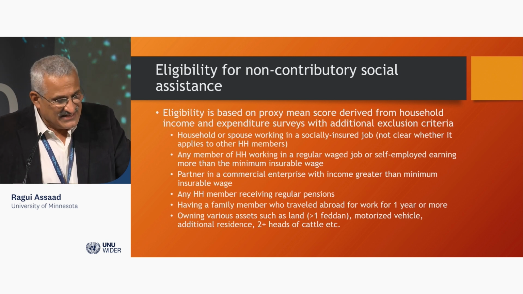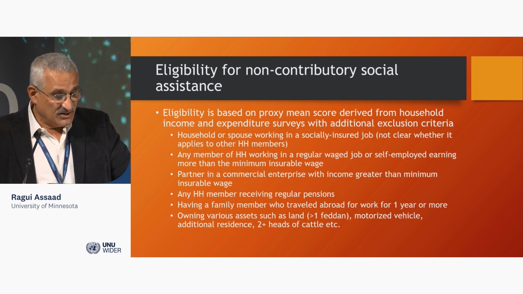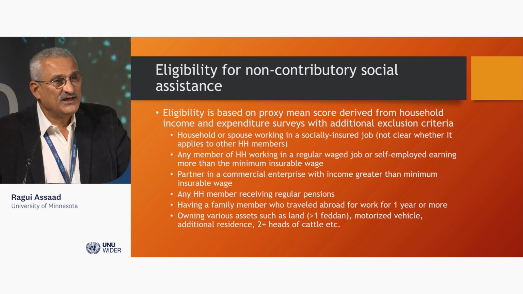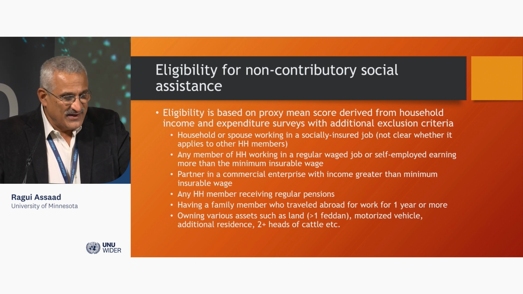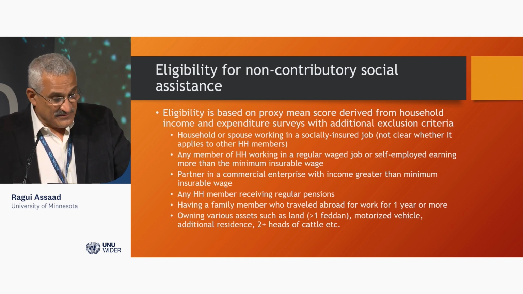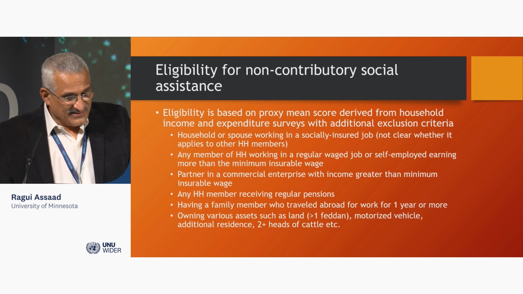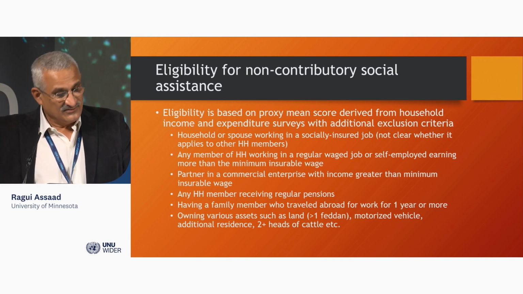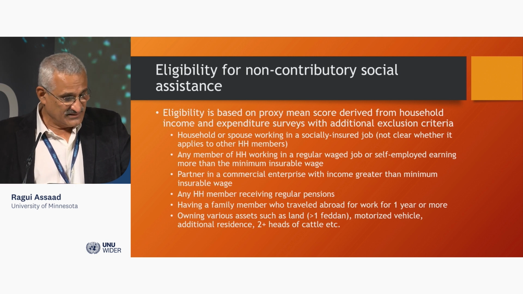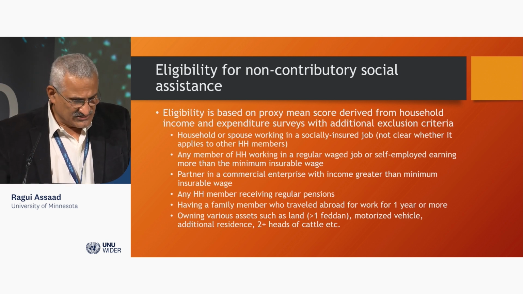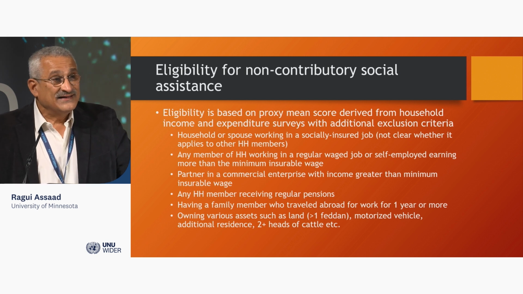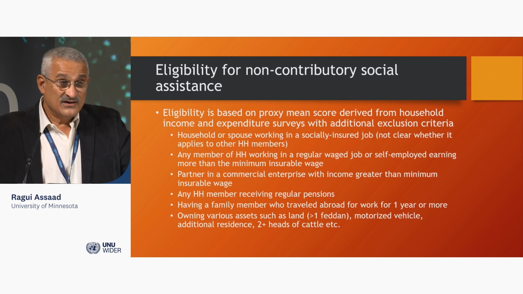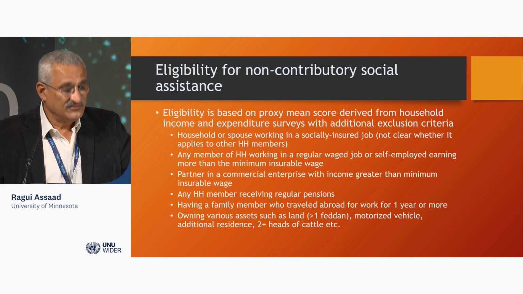And even it says any household member working in a regular job, even if not socially insured, that earns more than the minimum insurable wage is not eligible, but the government has no way of detecting the income of people in the informal economy. And so effectively, the main exclusion criterion is that if you're registered in the contributory system, or anybody in your household is, then you have no eligibility. So you can see what sort of incentives that can create for people who think they could be eligible for the non-contributory system to essentially leave or stay out of the contributory system.